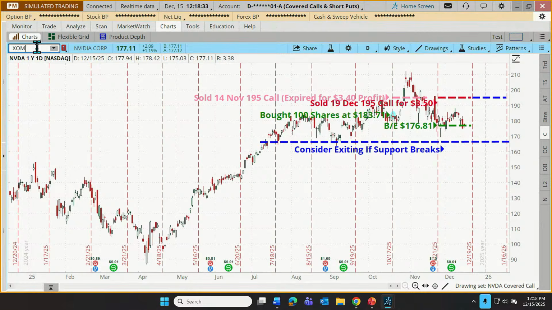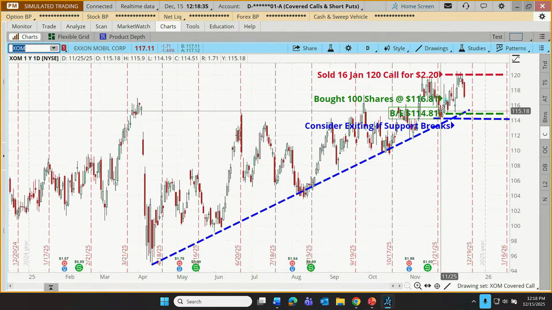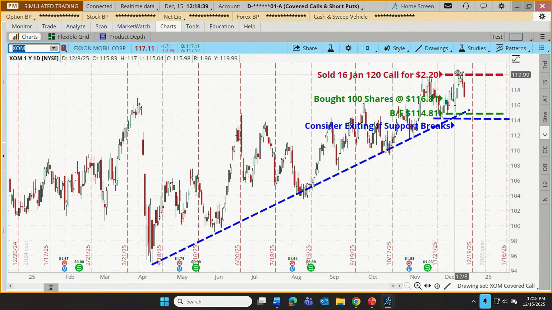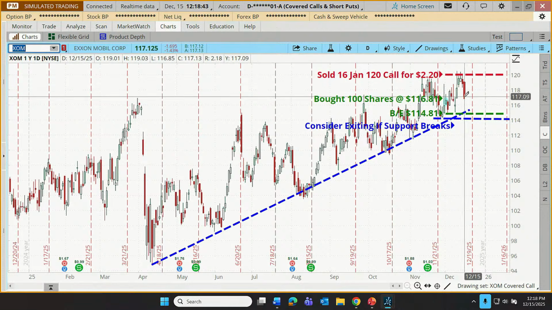Let's look at that. There's XOM. We purchased the shares here. Shares were doing really well, came right up there, and we're teasing right at our strike. But boy, it's been a rough day for Exxon today.